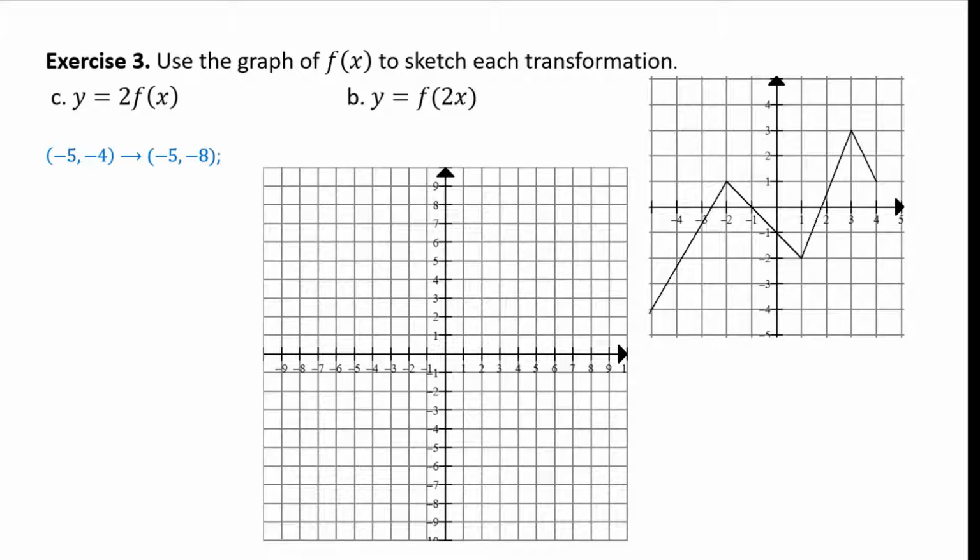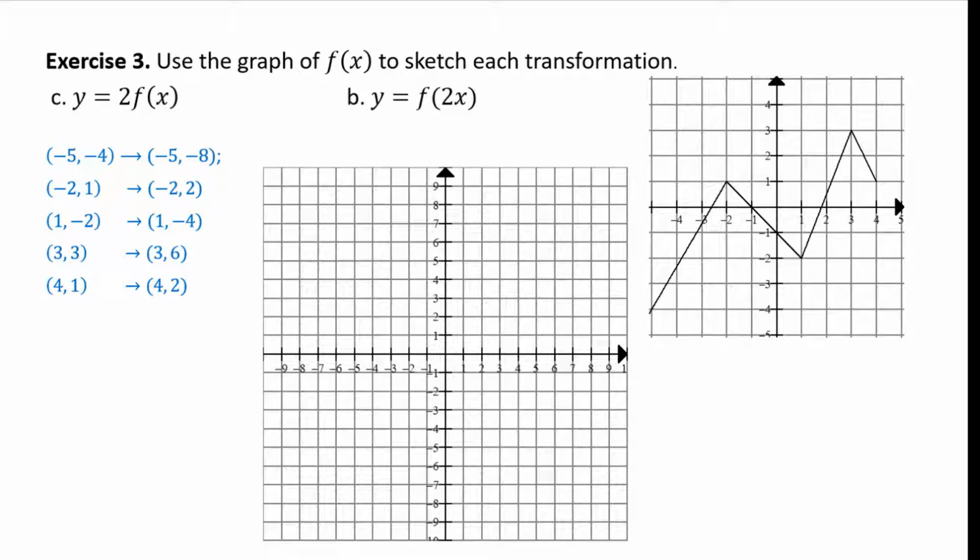The ordered pair, negative 2, comma, 1, becomes, the negative 2 remains the same, and 1 times 2 is 2. The ordered pair, 1, comma, negative 2, becomes, the 1 remains the same, negative 2 times 2 is negative 4. The ordered pair 3, comma, 3 becomes 3, comma, 6, because 3 times 2 is 6. And finally, 4, comma, 1 becomes the ordered pair 4, comma, 2.